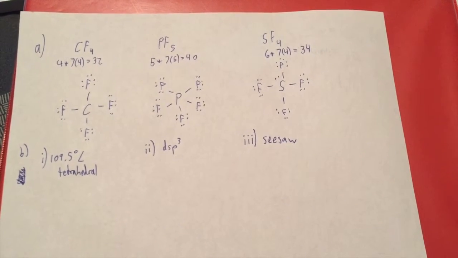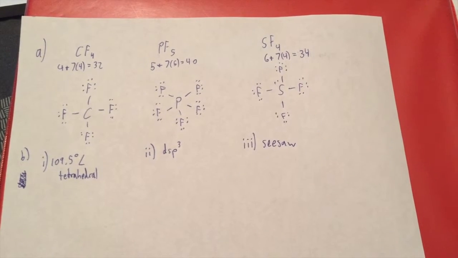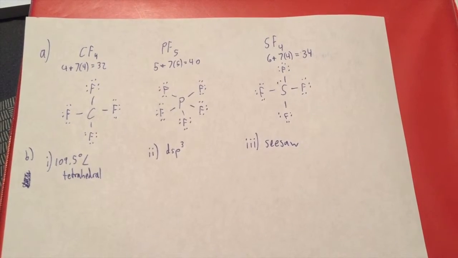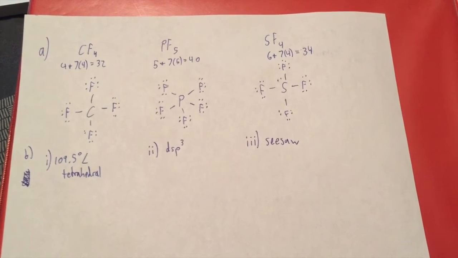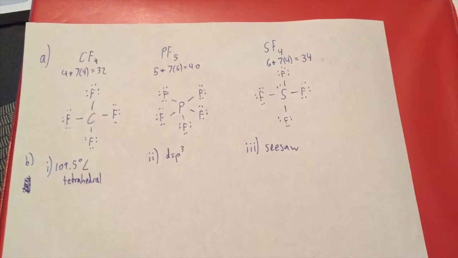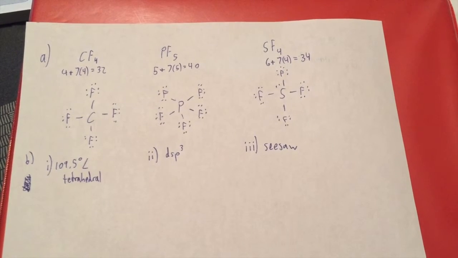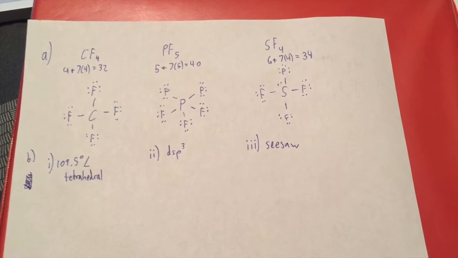And in part 2, we are asked what the hybridization of the valence orbitals of P in PF5 is. It's dsp3 due to there being 5 effective pairs. And then in part 3, what is the geometric shape formed by the atoms in SF4? And it is a seesaw shape.